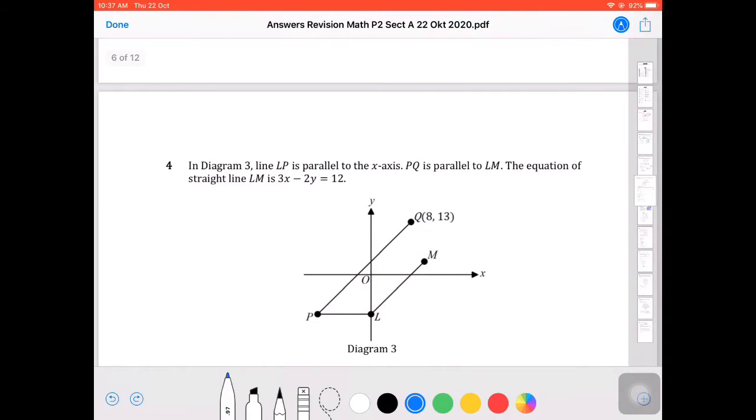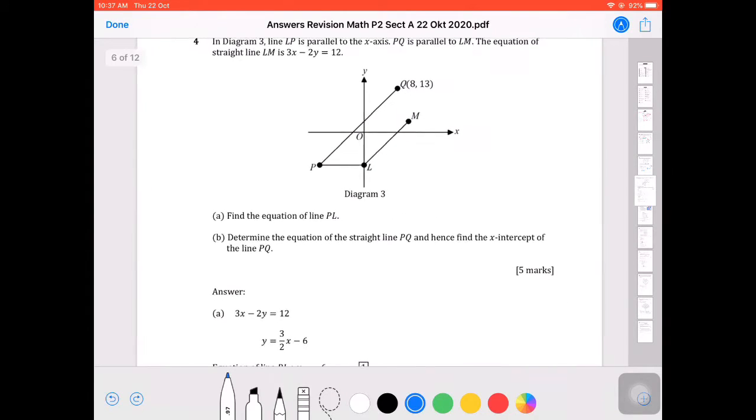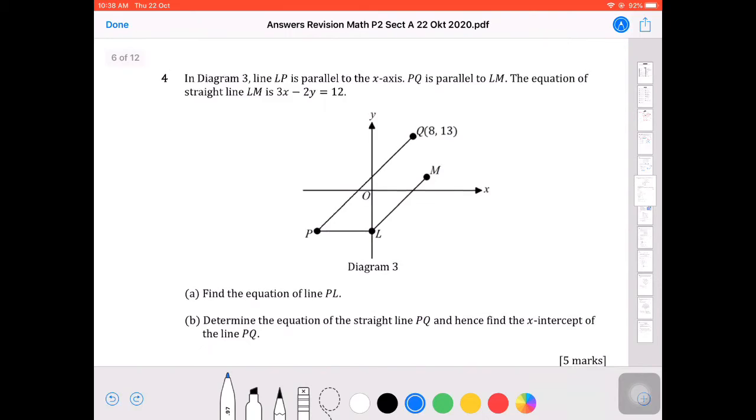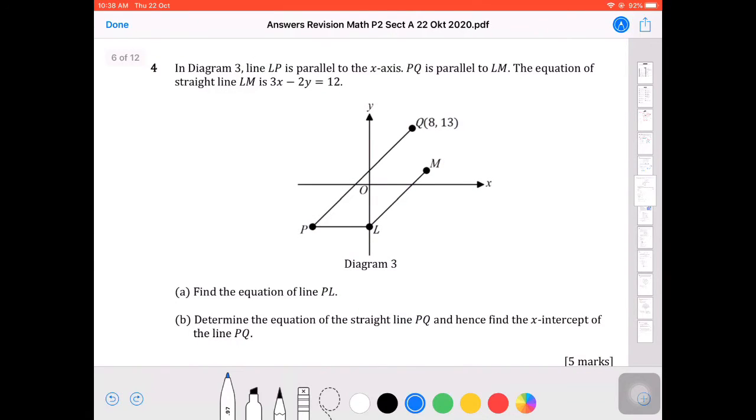Now question number 4. LP is parallel to the x-axis. So when you see a horizontal line, the way we find the equation is to use y equals to. If you got a vertical line, then we're going to use x equals to. Alright, the first question, you want to find the equation of line PL.